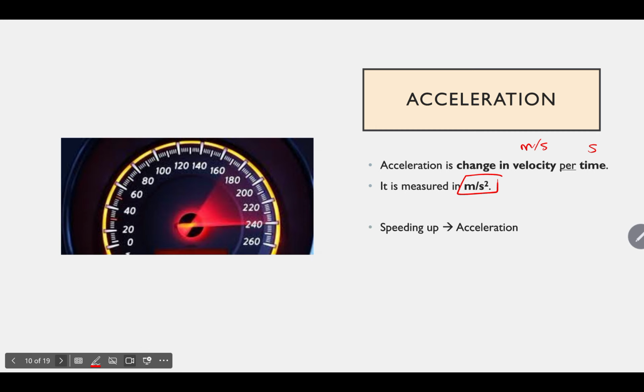If someone is speeding up, we call this acceleration, and if they're slowing down, it's deceleration. What if they are at constant speed? Are they going faster or slower? No, they're not. So at constant speed, I have no acceleration. My acceleration will be equal to 0.